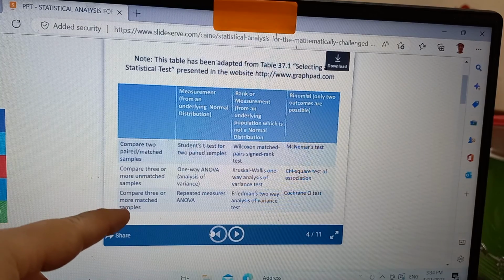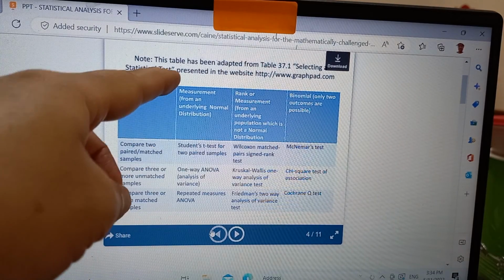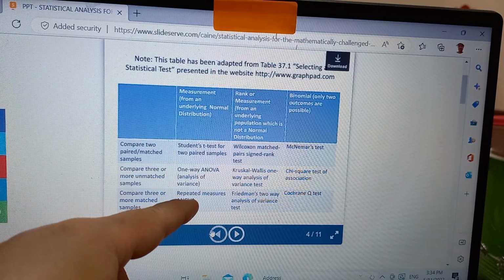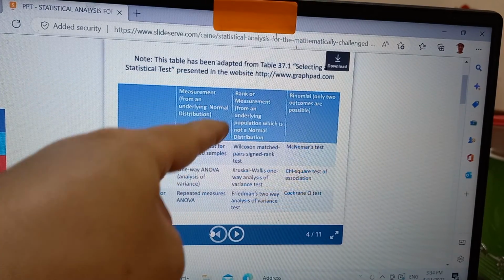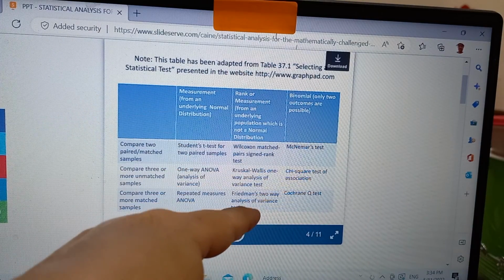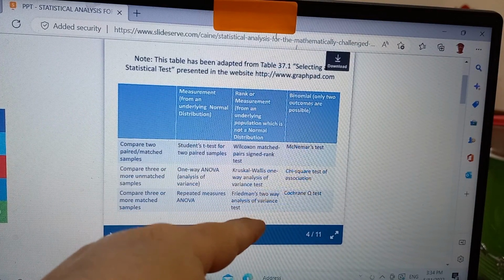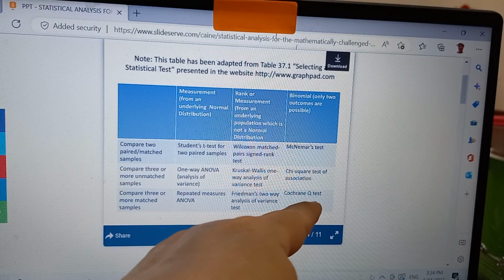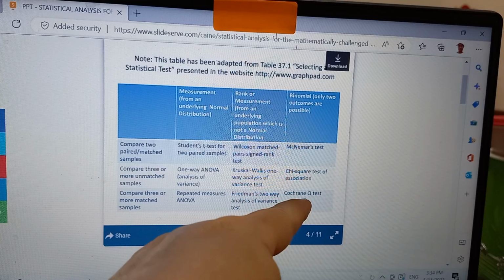You have three samples, and they're matched. So if the underlying population is normally distributed, use the repeated measures ANOVA. Underlying population not a normal distribution, use Friedman's two-way analysis of variance test. Binomial outcomes, three or more matched samples, use Cochran's Q test.